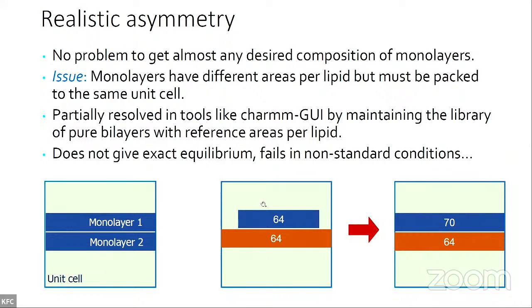This is partially resolved in tools like CHARMM-GUI. What they do is maintain a library of pure bilayers from different lipid types. When they construct the system, they mix and match the lipids and try to put in as many as possible to fill the box. It works, but not always. The equilibrium for a single lipid type is not the same as the equilibrium for the mixture, so sometimes you have some artifacts in different areas. And of course, it fails in non-standard conditions. But this is the best we have now, and most of the time it works.